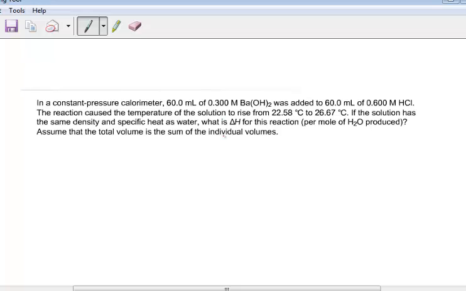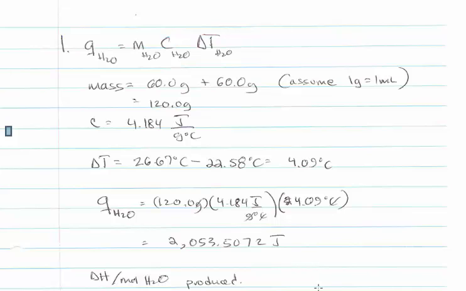If the solution has the same density and specific heat as water, what is the delta H for this reaction per mole of water produced? And volume is not necessarily additive, but we're going to assume that volume is additive in this case. And we're also going to assume that the density of the solution is 1 gram per milliliter to make things easier. The solution is going to be mostly made out of water, so this is an okay approximation.